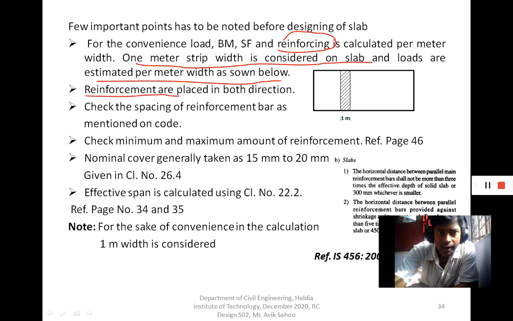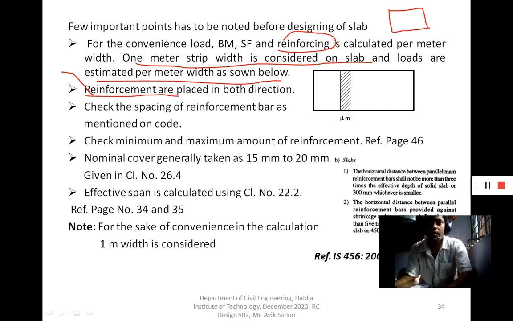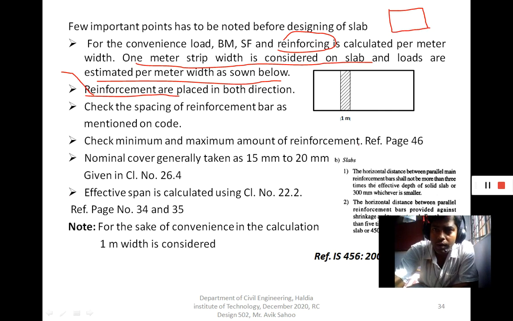and the reinforcement, as two moments are developed. In a two-way slab, both moments are developed, the shorter moment and the longer moment. So that's why you have to apply the reinforcement in both directions. Along the longer direction you apply reinforcement, as well as in the shorter direction. In both directions reinforcement has to be placed, one layer just above the other.